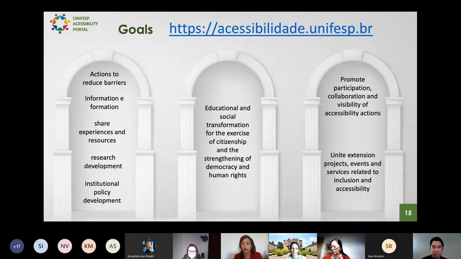I'm not going to mention all the axes here, but I'd like to say that the research was conducted for the development of the accessibility portal proposal, and it's in line with the goals established in the institutional development plan of UNIFESP.